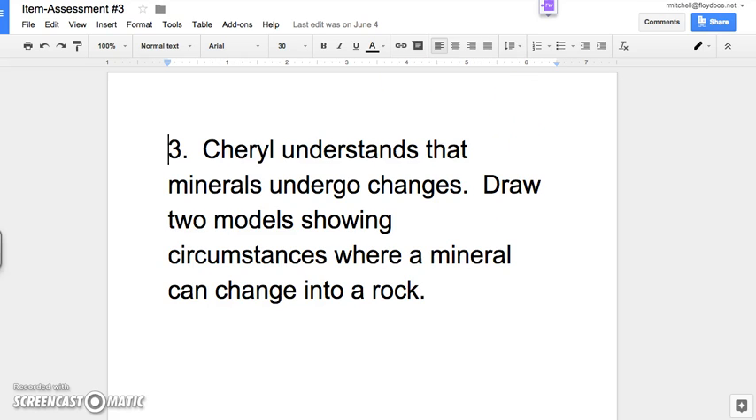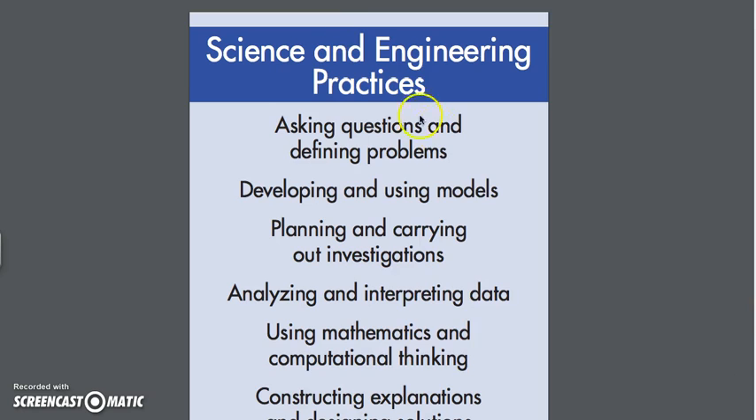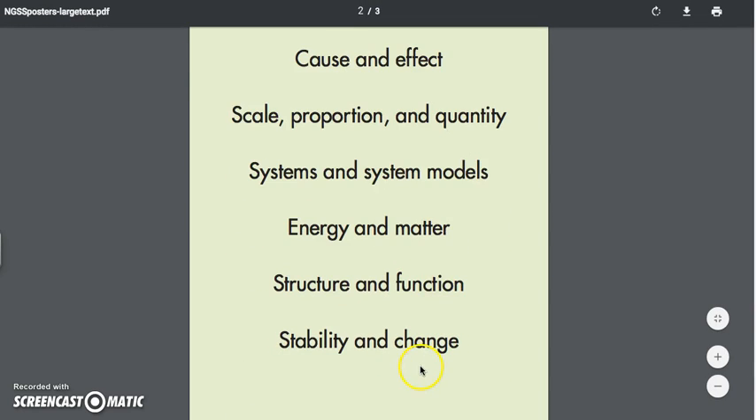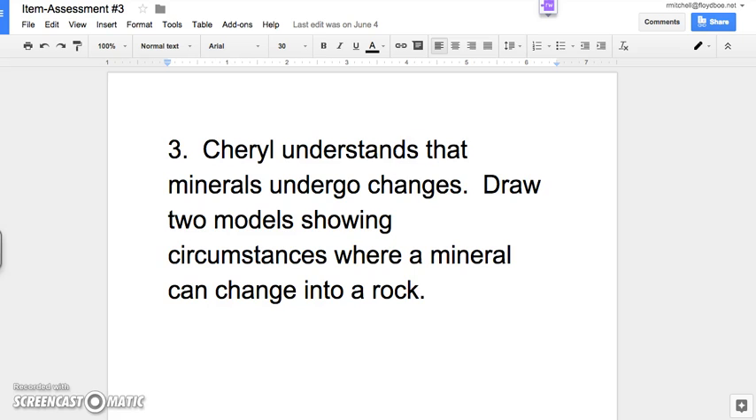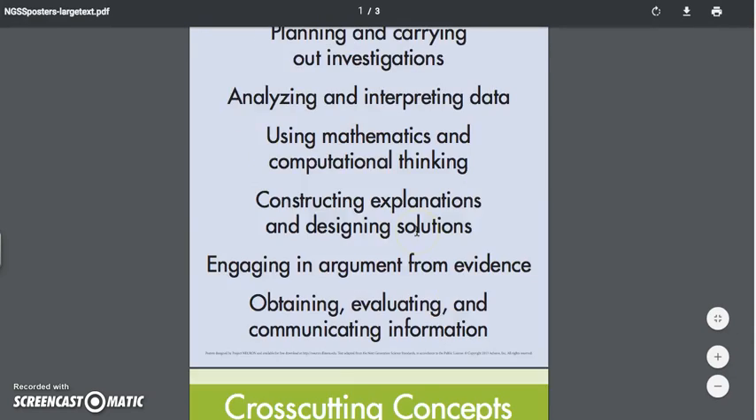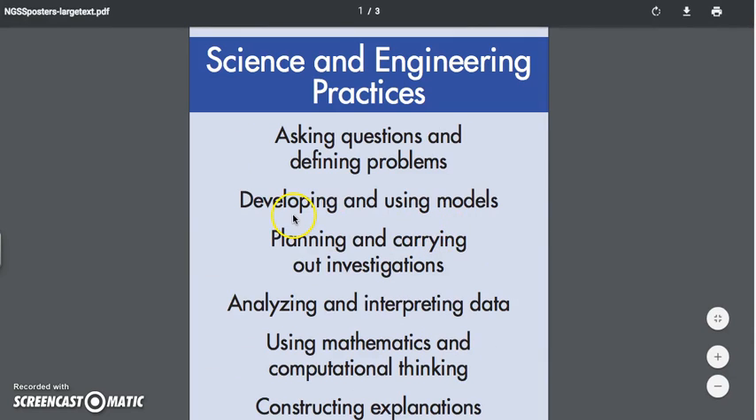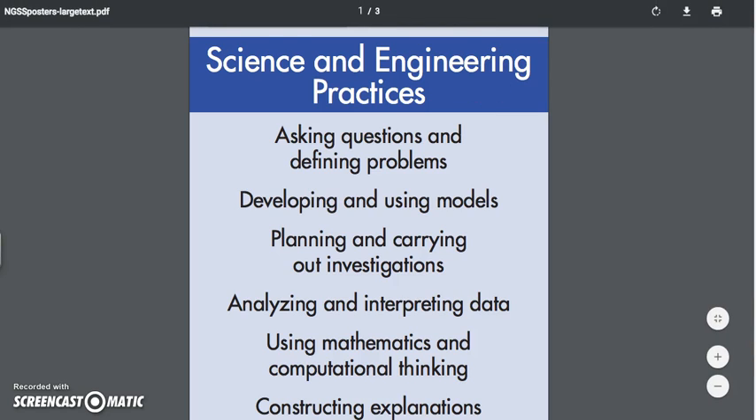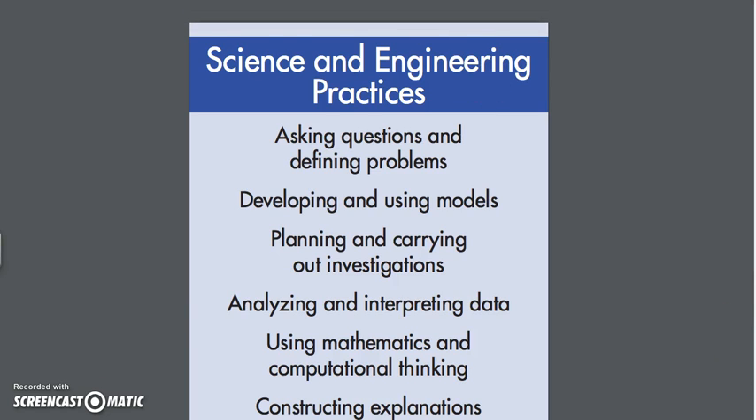What are the other dimensions here? One is stability and change. Stability and change should be a cross-cutting concept, and yes, it is. And the other was drawing two models. Let's see how that is worded. It is a science and engineering practice, developing and using models. So that's how you got a science and engineering practice, how you got a cross-cutting concept, and how you also got a core idea in those three dimensions.